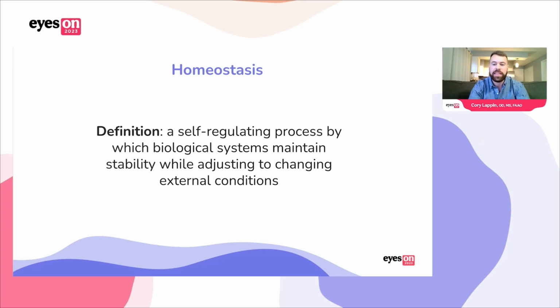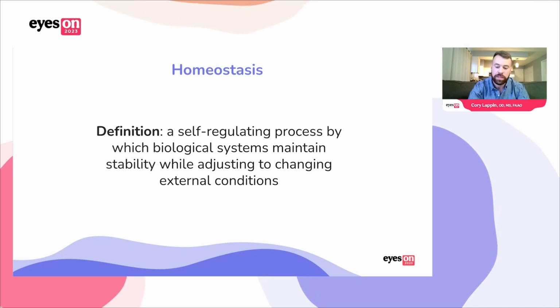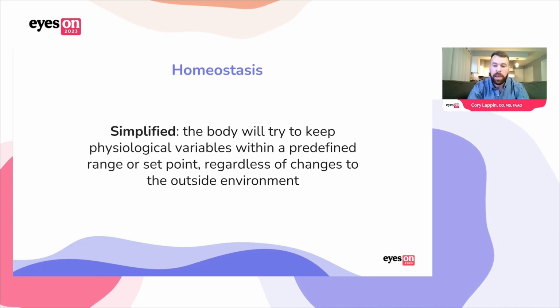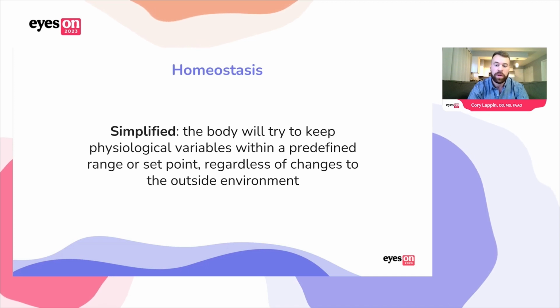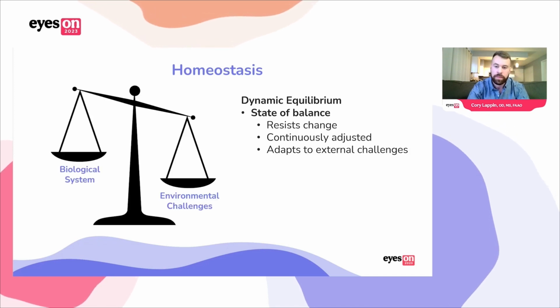So the exact definition of homeostasis is a self-regulating process by which biological systems maintain stability while adjusting to changing external conditions. Or put simply, the body will try to keep physiological variables within a biologically predetermined range or set point, regardless of the outside environment.